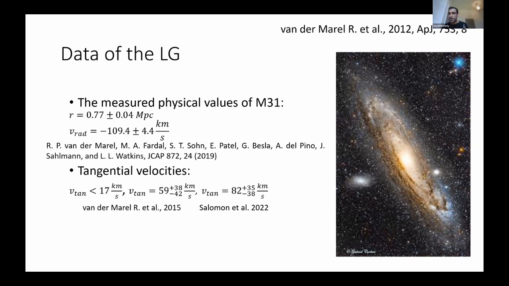So we have 3 different measurements, and these are very important for the timing argument that I'm going to show you. I actually use these 3 different measurements, but they eventually give 3 different masses. Any questions so far? I didn't present yet what the timing argument is.